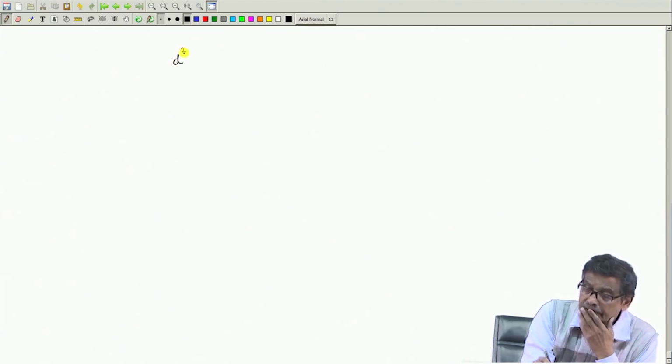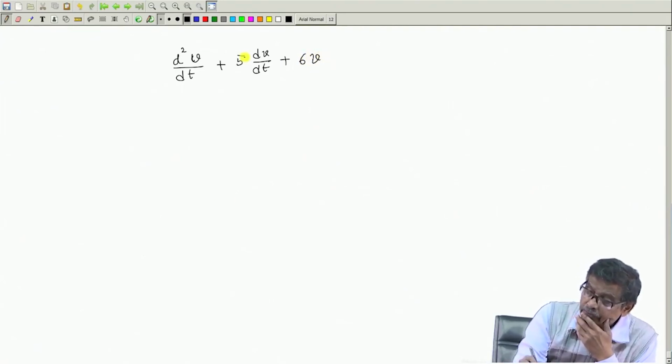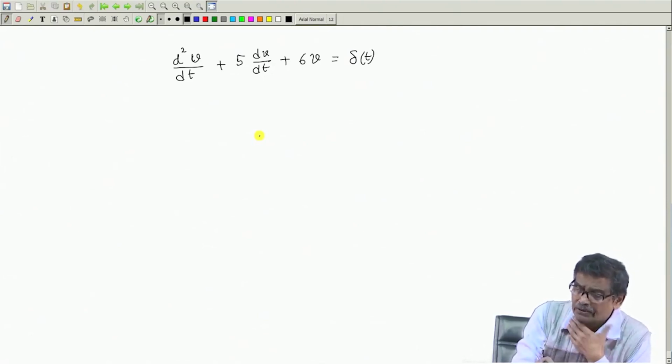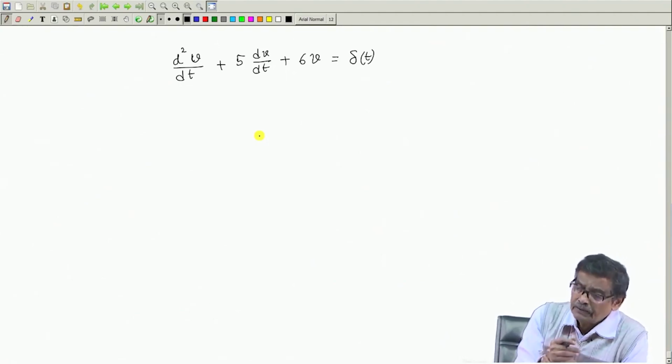say d2v/dt2, one capacitor voltage, something like this: d2v/dt2 plus 5 dv/dt plus 6v, and suppose this circuit is energized with an impulse function. Looking at the equation, it looks like some RLC circuit, voltage across the capacitor. Okay.